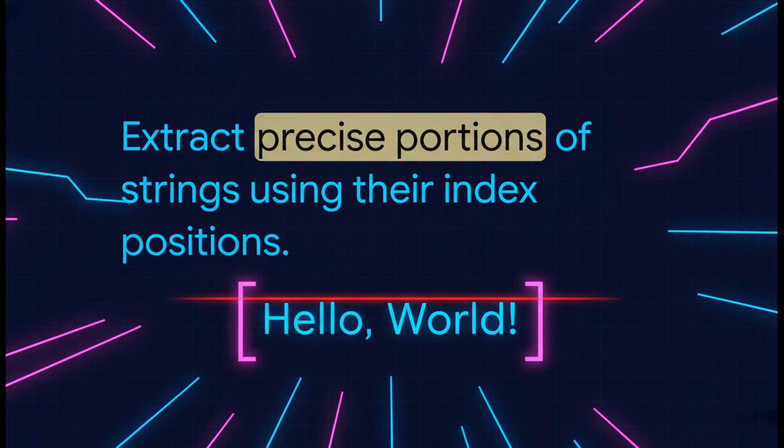By using those train car numbers, you unlock a total game changer called string slicing. Slicing lets you extract highly precise portions of your strings using their index positions. So instead of grabbing just one letter, you can tell Python, hey, give me everything from index 0 up to index 3. It's incredibly powerful. You're essentially taking a giant piece of text and neatly carving out the exact substring you need, giving you total control over the data flowing through your app.